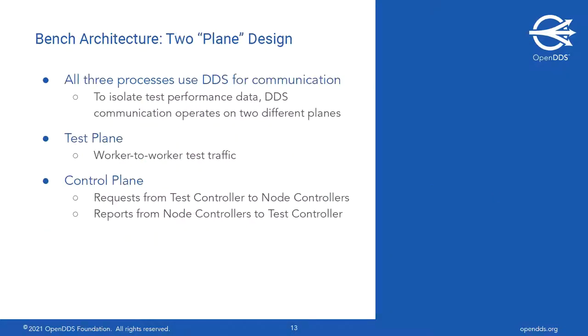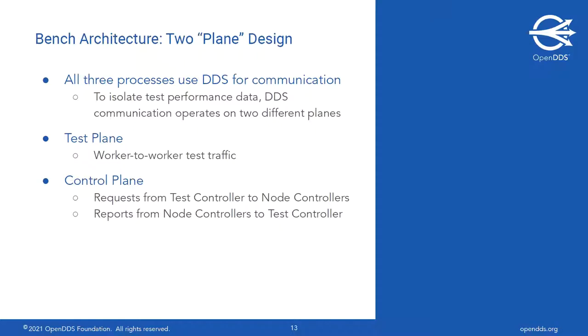Another design aspect of Bench is this idea of the two DDS planes. Since all three processes use DDS for communication, it's important to make sure that there's no crosstalk between what's the test framework and what's the actual test. And so in order to isolate this, we talk about a test plane, which is the worker-to-worker test traffic. And we also talk about a control plane, which is the requests from the test controller to the node controllers, and then also the reports back from the node controllers back to the test controller.